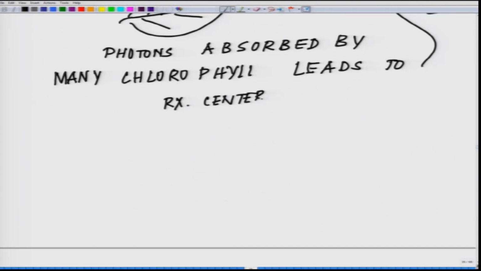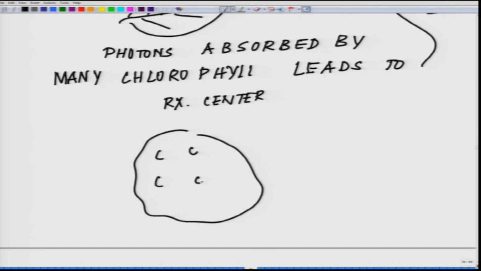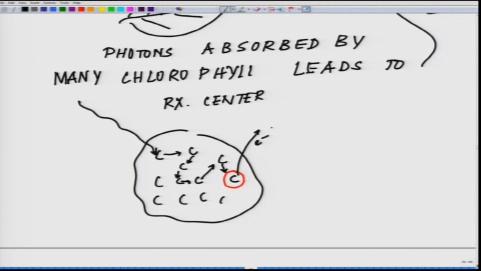That brings us to a concept called the reaction center in the chlorophyll molecules. Say there is a location where several chlorophyll molecules are sitting, and light falls on it. The energy gets transferred. There are several forms of energy being transferred, and one of them will be the reaction center, from where an electron will be emitted out.